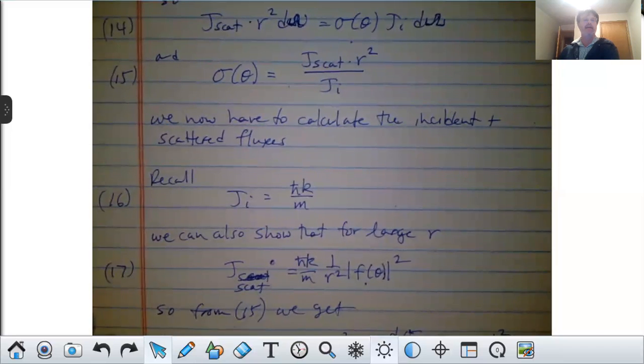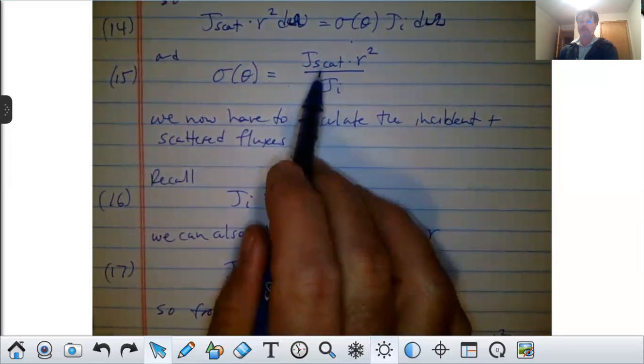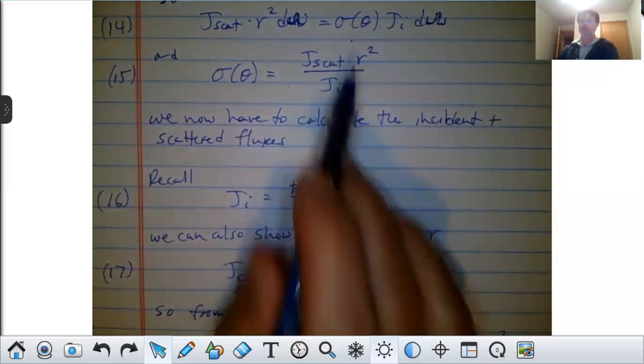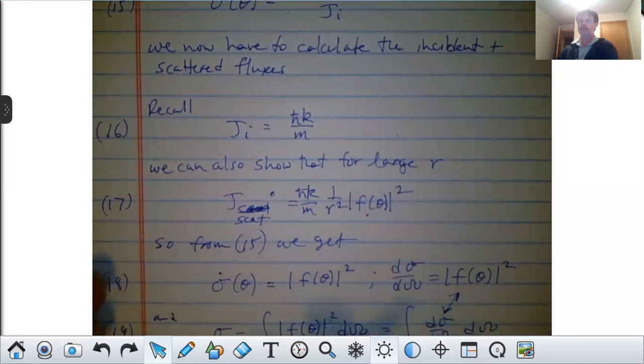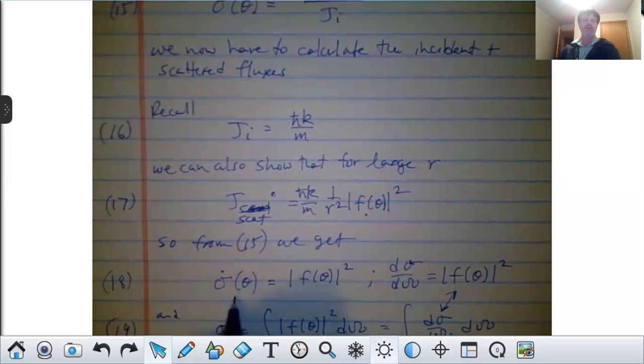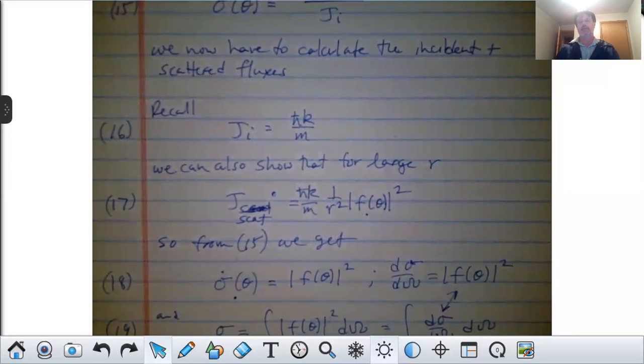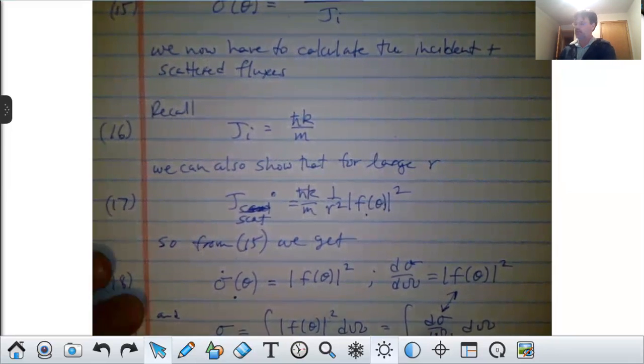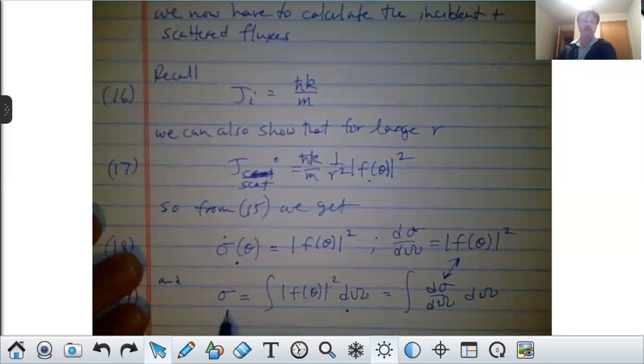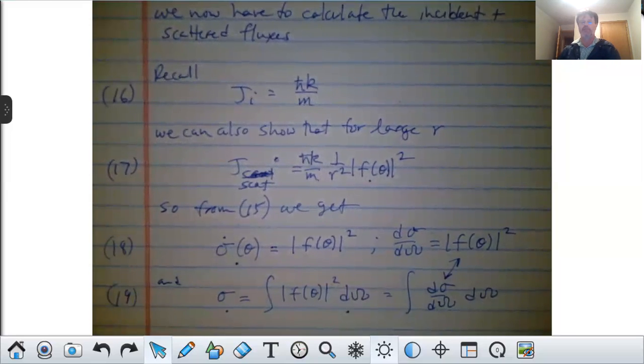So if we go back and divide from 15, we've got our things here. Divide our scattered flux by our incident flux and multiply by r squared. We find, pretty simple thing, that our differential cross section is our scattering amplitude squared. Again, different notation: d sigma d omega, differential cross section, equals f of theta squared. From that, we could integrate over all of our angles and get our total cross section. Just plug in that our differential cross section is our scattering amplitude squared.